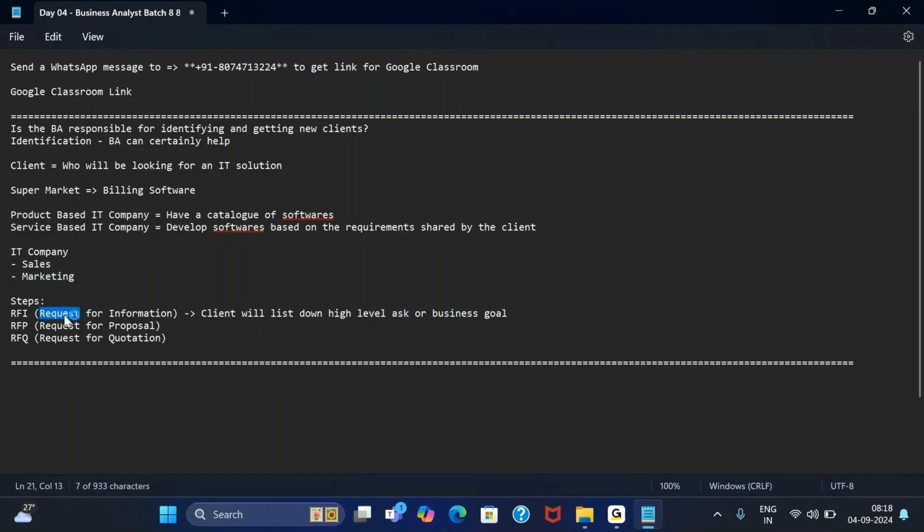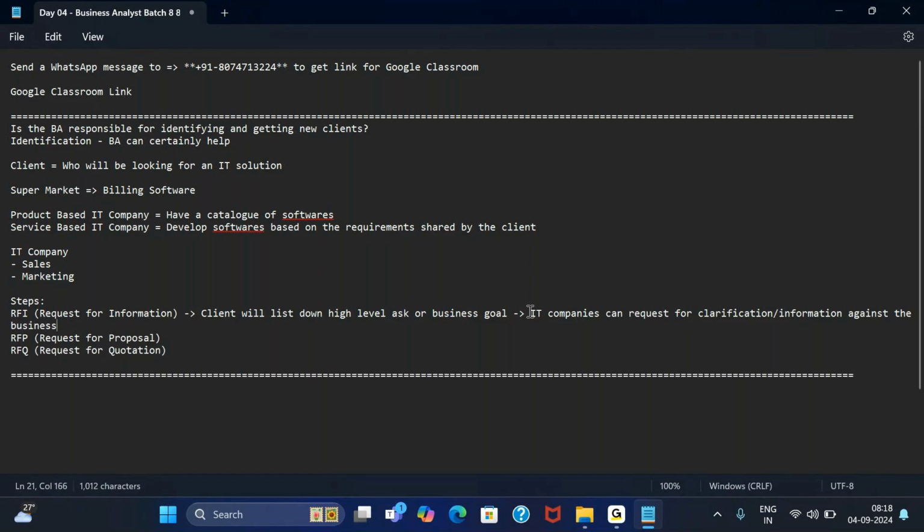Okay, so the client will list down their high level business goal, and IT companies can request clarification or information on the ask, or let's say against the business goal.